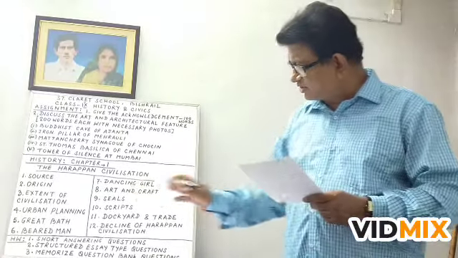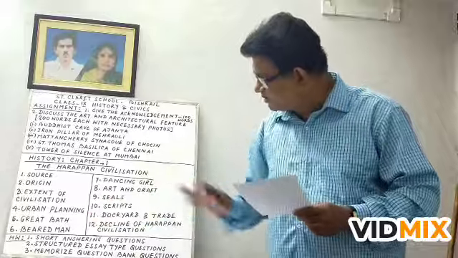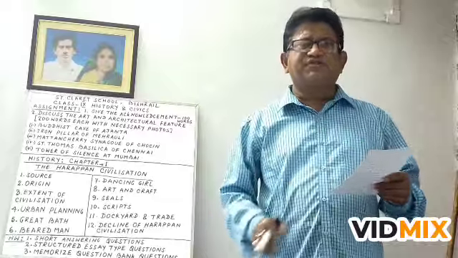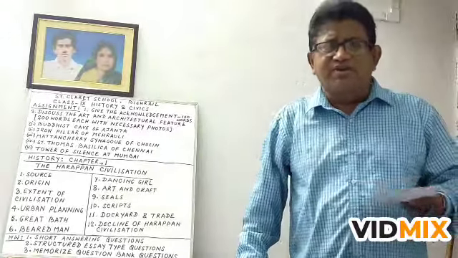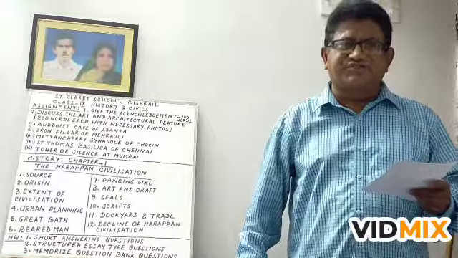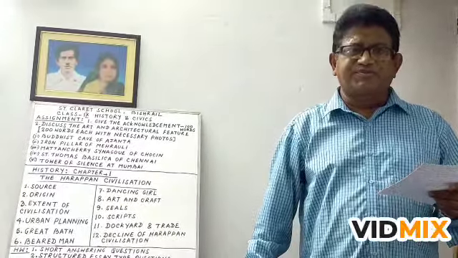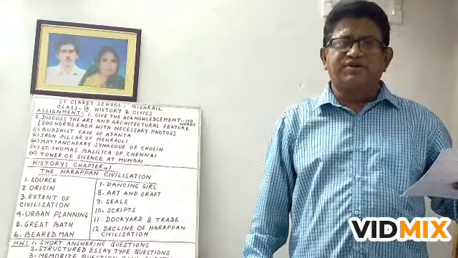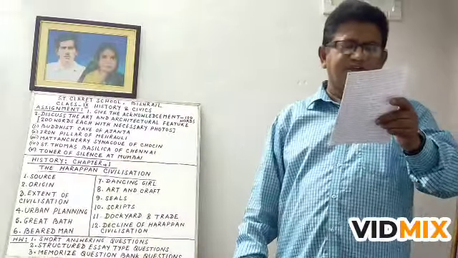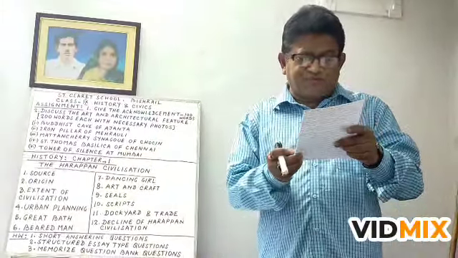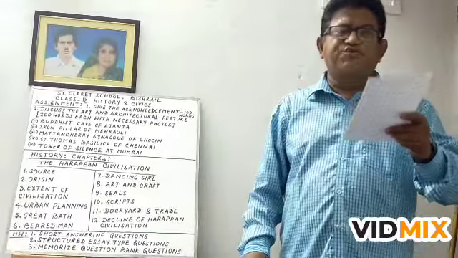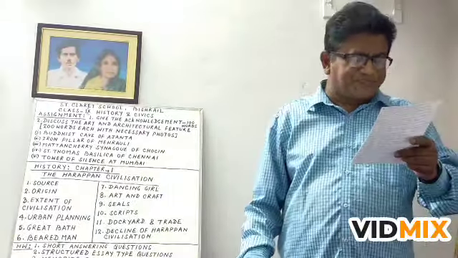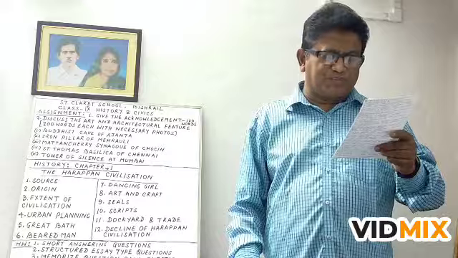The fifth point is the Great Bath. Now see, during our religious festivals, we used to take a bath in rivers or seas. During the big festival, thousands or lakhs of people crowded and celebrated the occasion. Likewise, they had a Great Bath, 55 meters long and 35 meters broad, situated in the center of the city. It is just like a swimming pool.